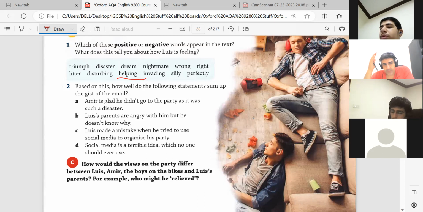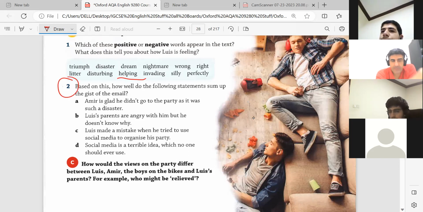Yeah. Okay. Based on this, after reading the email, how do the following statements sum up the gist of the email? I think now you are familiar with the main ideas, the gist of the email, right? A, do you agree or disagree?